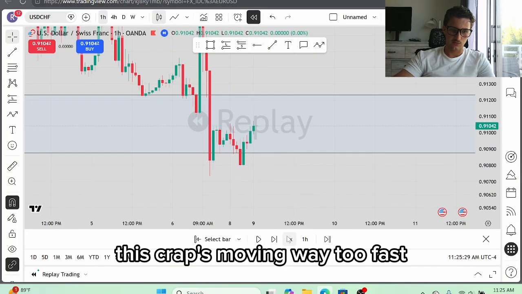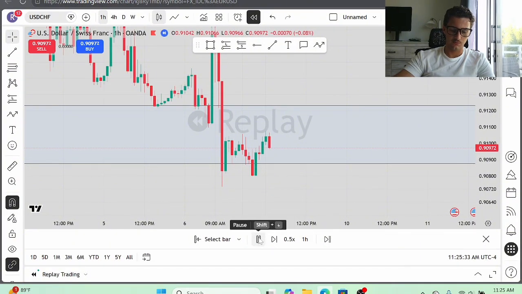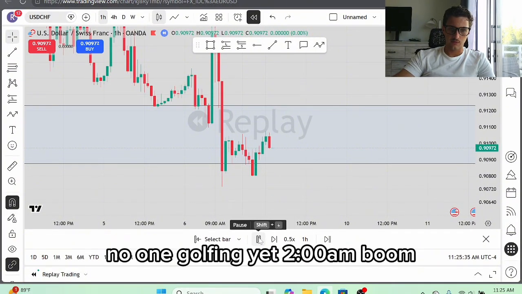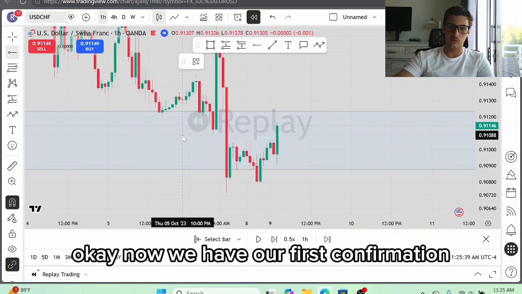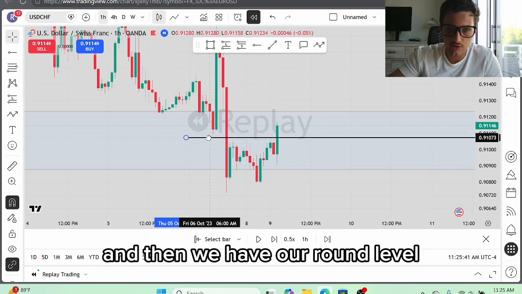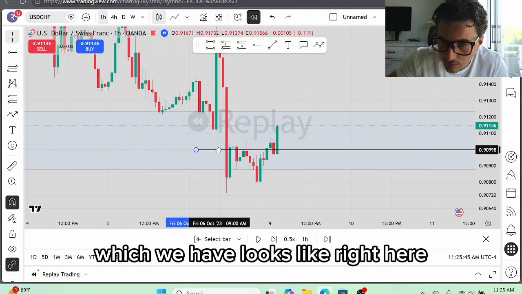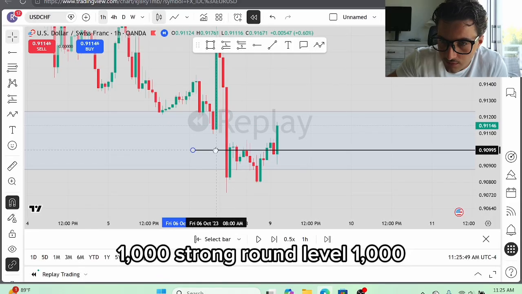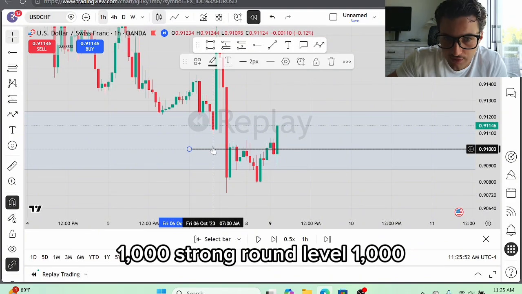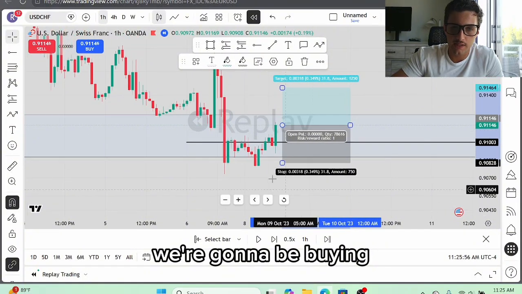This is moving way too fast. Alright, so we just hit 1 a.m. No engulfing yet. 2 a.m., boom, engulfing. So now we have our first confirmation, and then we have our round level, which looks like right here, 1,000. Strong round level, 1,000. So we're going to be going longs. We're going to be buying.